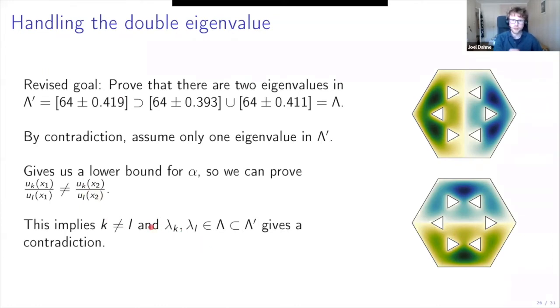But notice that we don't actually prove that K is not equal to L. We only prove that there cannot be only one eigenvalue in this interval. We don't prove that there has to be two in this. So it's not important for what we need. We only need to prove that there's two eigenvalues in this interval, but we don't prove that these do not correspond to the same eigenfunction. But it's also not something we need.